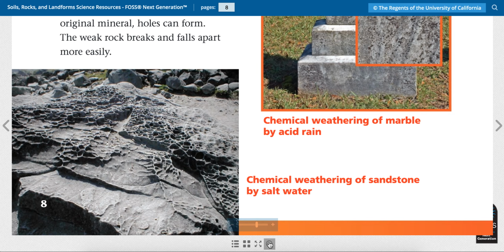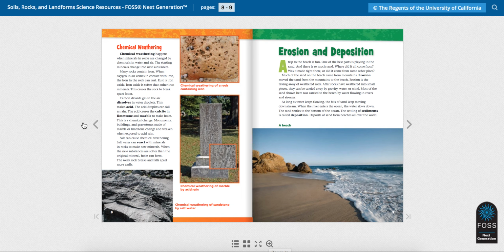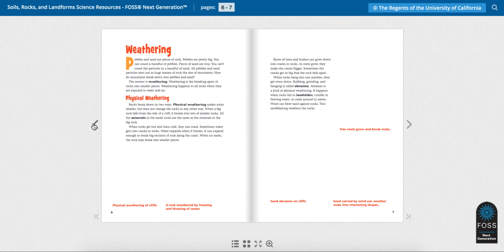That's really interesting. So today we learned about weathering. There are two types of weathering, physical weathering and chemical weathering.